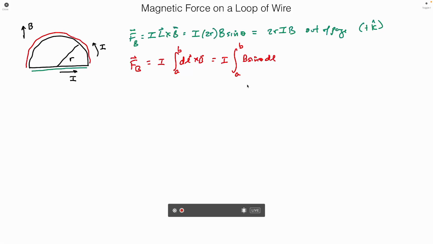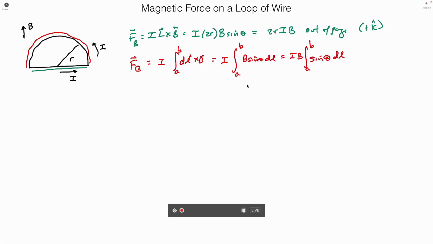What's the magnetic field doing over this integral? If I start here, and I go this way, which is the way I'm going to go because that's the way my current is going, what does B do? It's constant over that, isn't it? It doesn't change its value anywhere along there. So can I pull my B out? IB and sine theta dl.